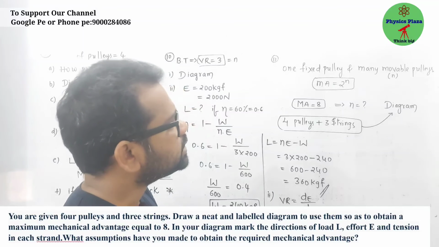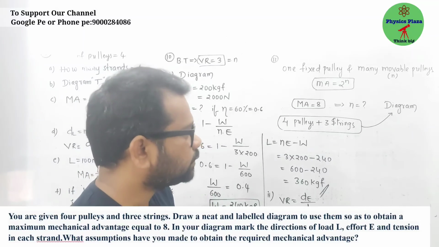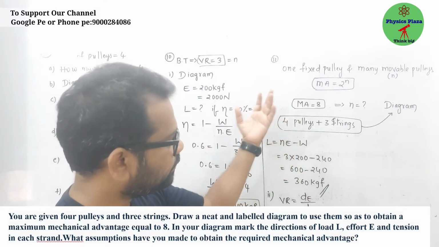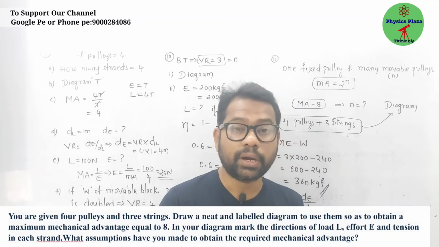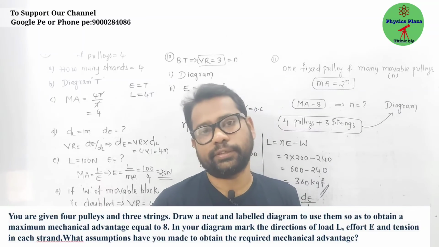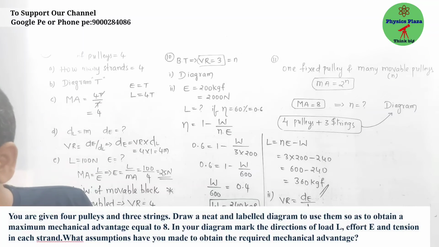And here, they are asking that if the mechanical advantage of the given system is 8, calculate how many mobile pulleys are involved in this. How many mobile pulleys? Let me check once. Mobile pulleys, what are they asking? Draw the diagram. Okay. What assumption have you made to obtain the required mechanical advantage?